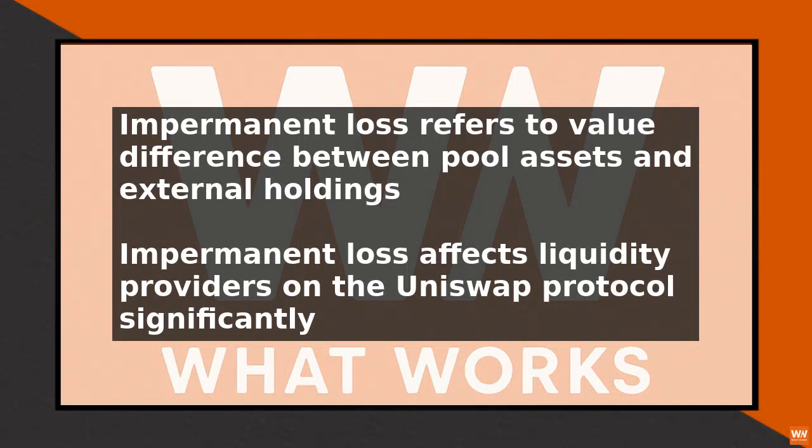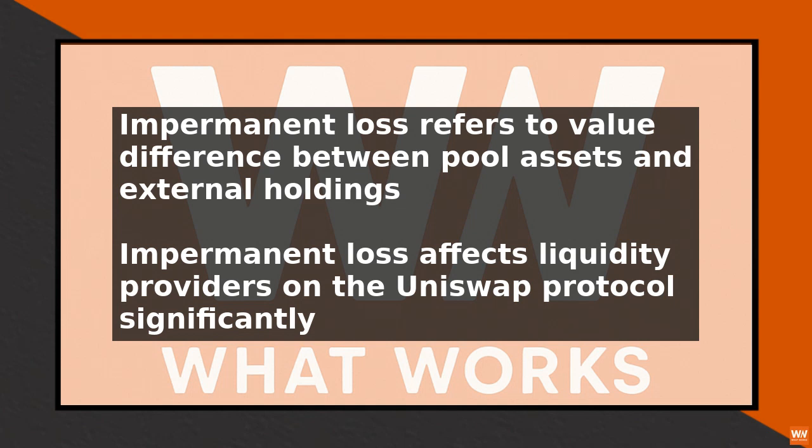Uniswap impermanent loss is a common issue that affects liquidity providers on the Uniswap protocol. To understand this concept, let's first define what impermanent loss means. Impermanent loss refers to the difference in value between the assets in a liquidity pool and the value of those assets if they were held outside of the pool.